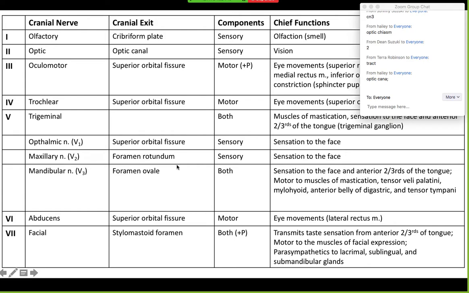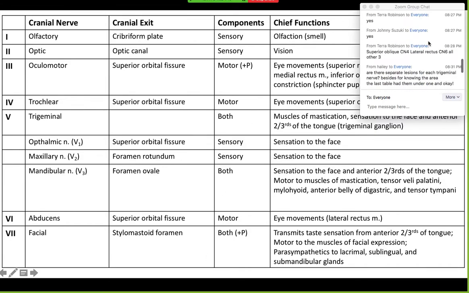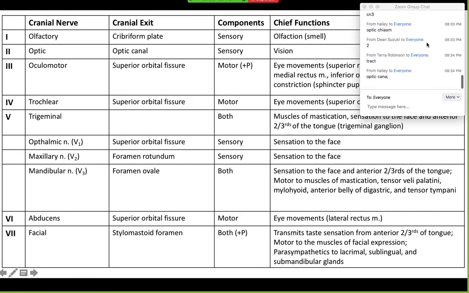And so this is the chart I made, and this is giving you the actual functions of each nerve. I split up the trigeminal nerve into each division. So the first and second division is sensory only. If you had a lesion to V1 or V2, it's going to be a sensory deficit. But a lesion to V3 is going to result in a sensory and/or motor deficit.